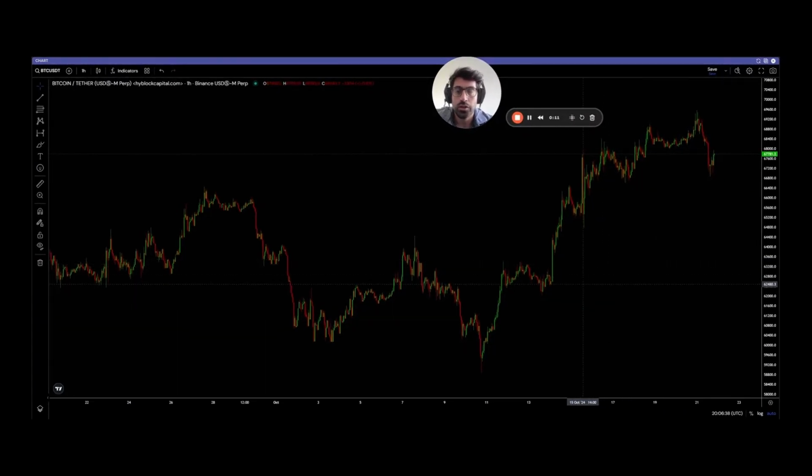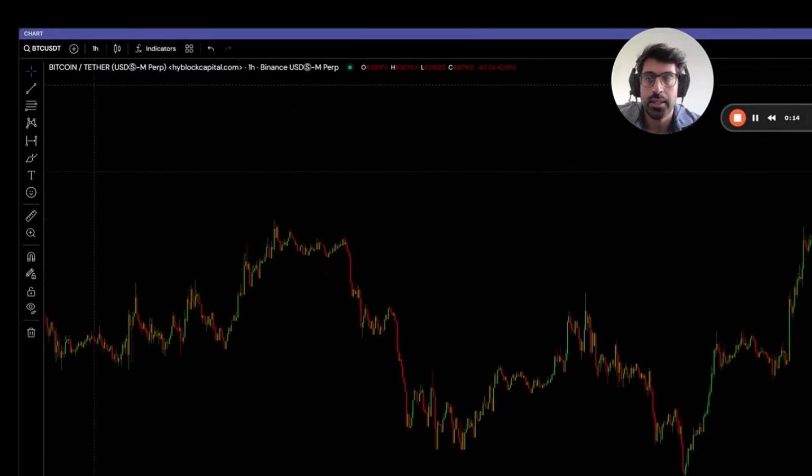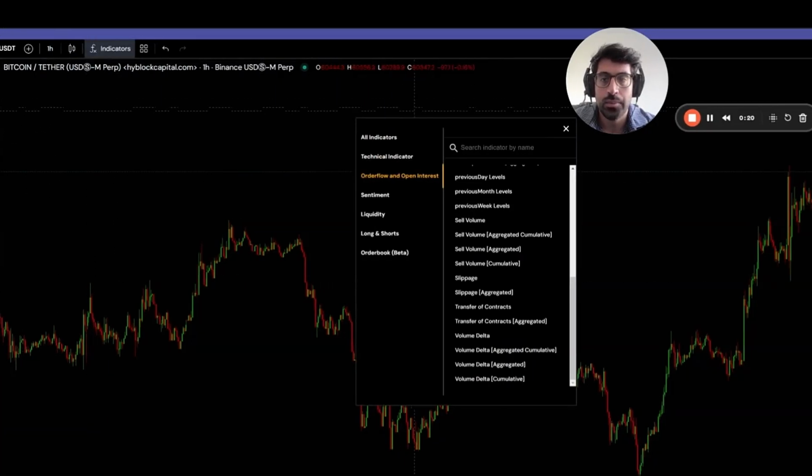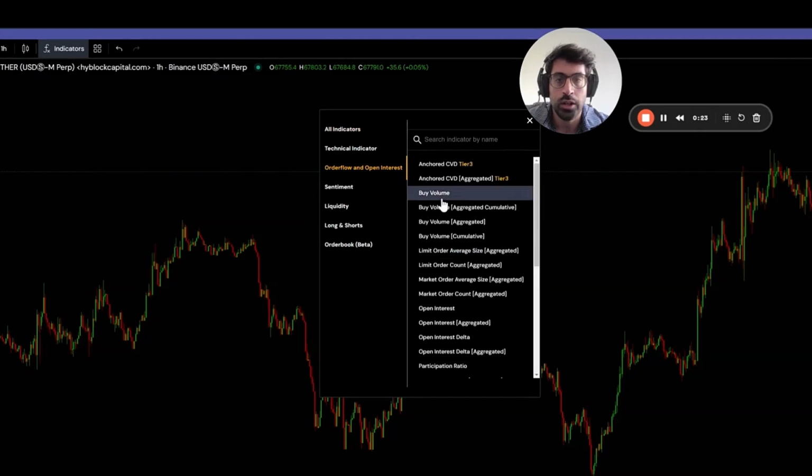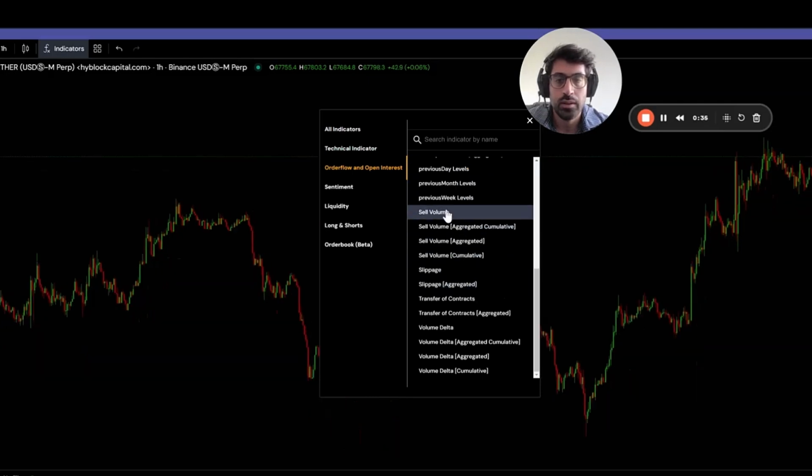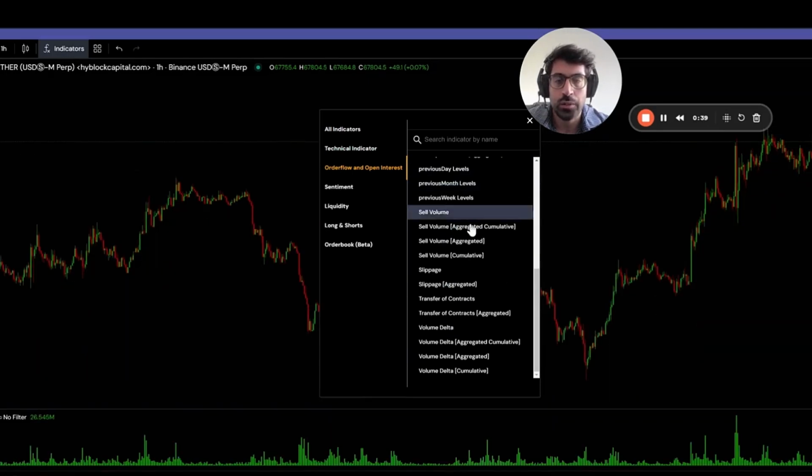Before we get started, just to understand what's on my screen here, we're looking at the BTC USDT price chart for 1 hour candlesticks. If we go into the indicators panel, we'll see a section called order flow and open interest. Order flow is defined by the trade data that we're collecting from the various exchanges. With trade flow data, you can build indicators such as buy volume, sell volume, and if you subtract your buy volume from your sell volume, you get your volume delta.